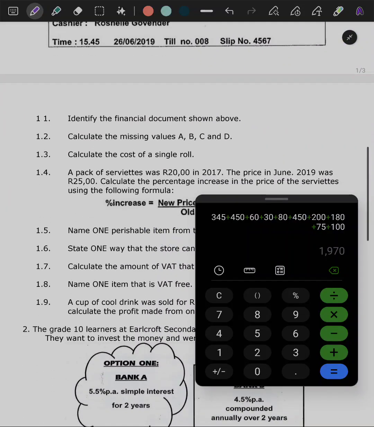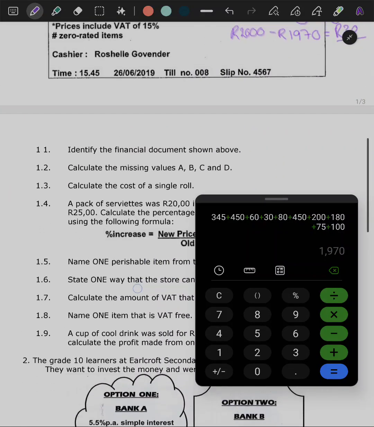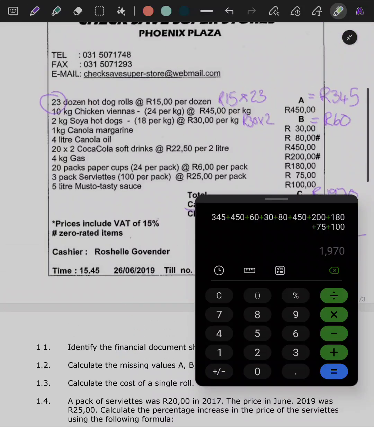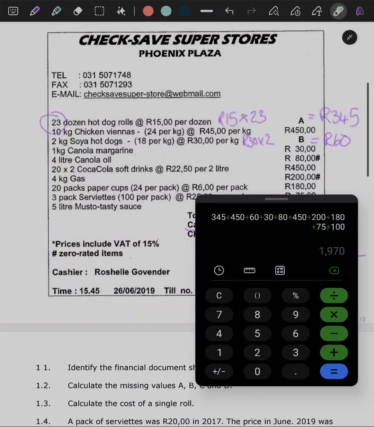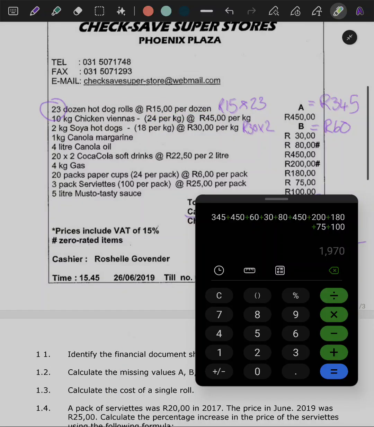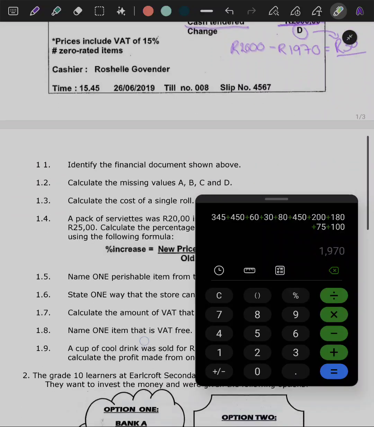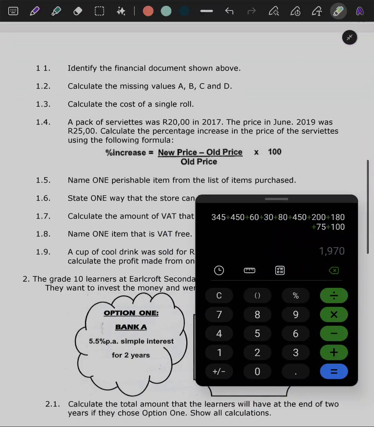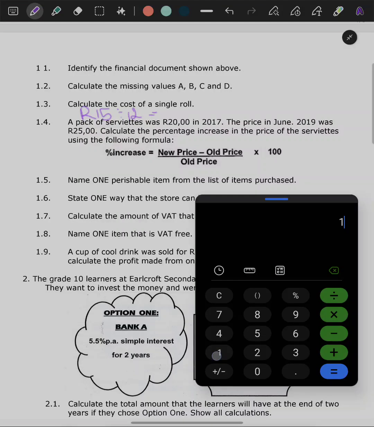Next question they ask us is to calculate the cost of a single roll. So if we look for where we see rolls over here, we're told the cost is 15 Rand per dozen. So really what we're looking at here is, do you know how many is in a dozen? A dozen is 12. It is a value you're expected to know. So if they're 15 Rand for 12 of them, we're going to say 15 Rand divided by 12. And that will give us a value of 1 Rand 25 each.